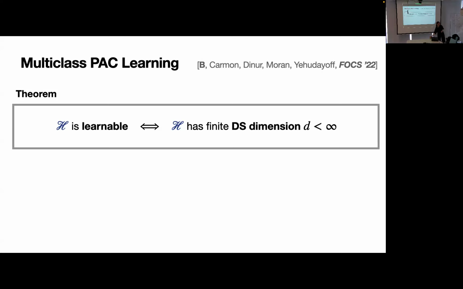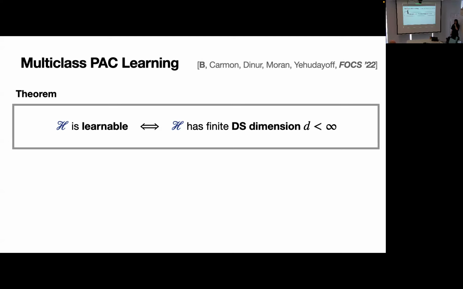How does the label size affect your previous result with the DS dimension? Oh, okay. So the result with the DS dimension is entirely independent of the size of the label space. With a Natarajan bound, you get the log Y in the upper bound.